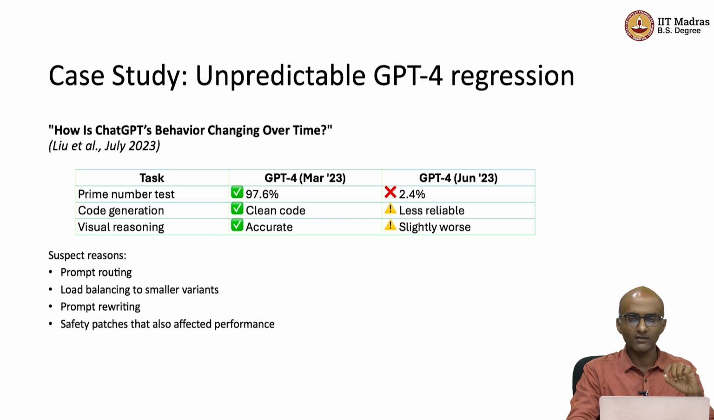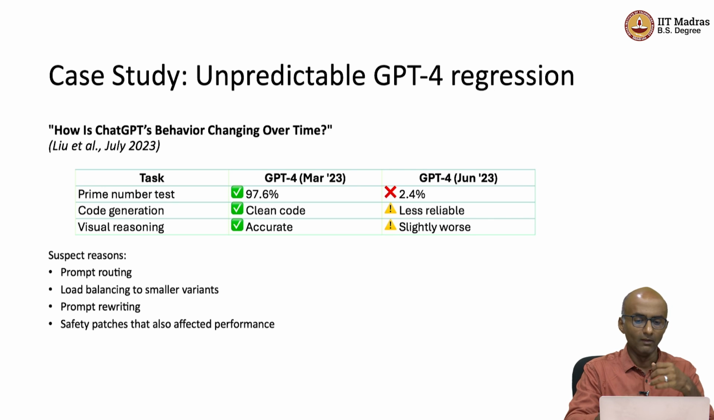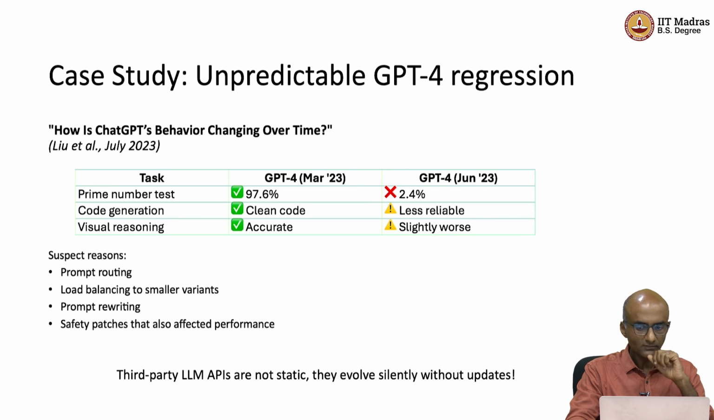So this is one of the reasons why the predictability of the behavior goes for a toss with third-party hosted APIs, even for LLMs. Whereas if you host it yourself, you've got full control on these factors, on load balancing, on prompt rewriting, etc. So third-party APIs are not static APIs. They keep evolving in the backend. You might not know about it as downstream consumers.